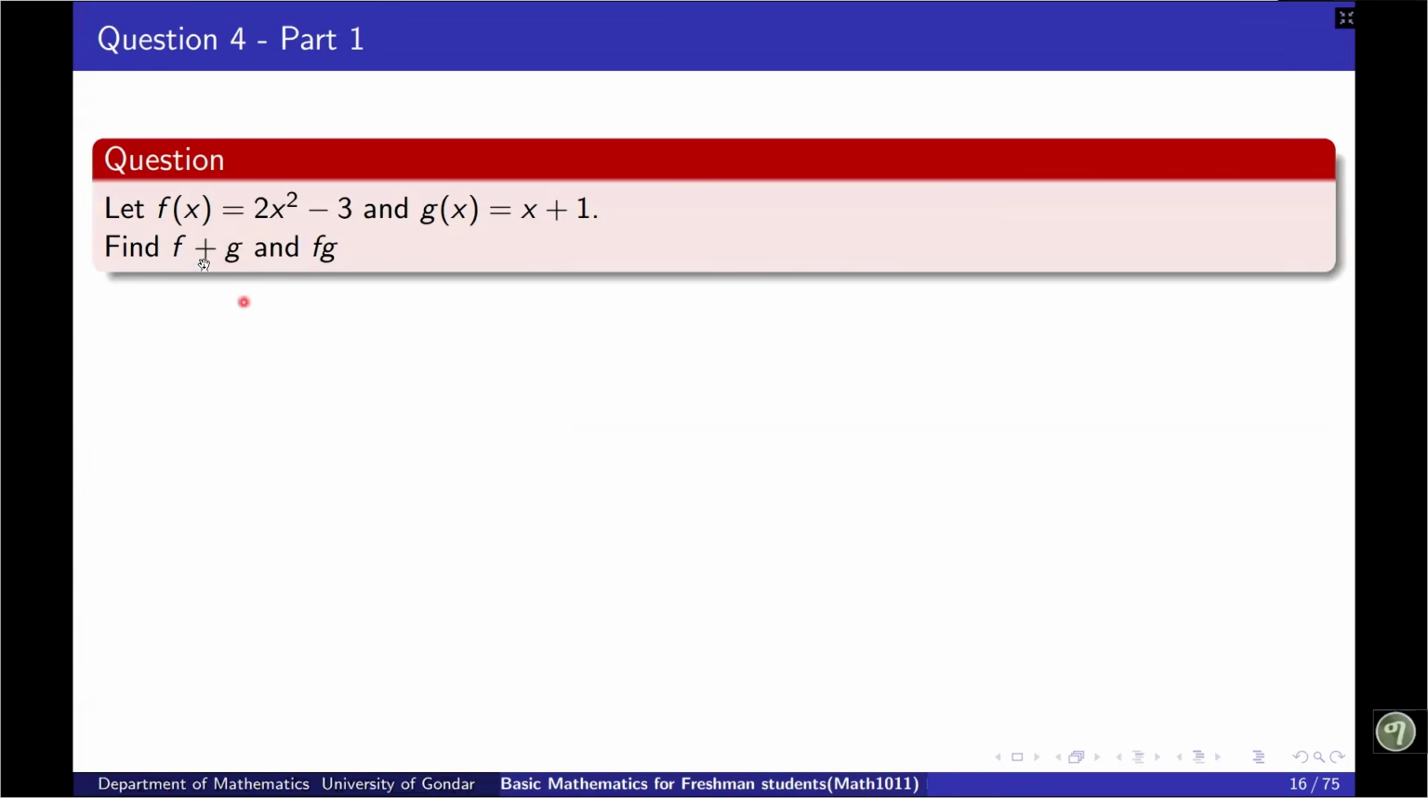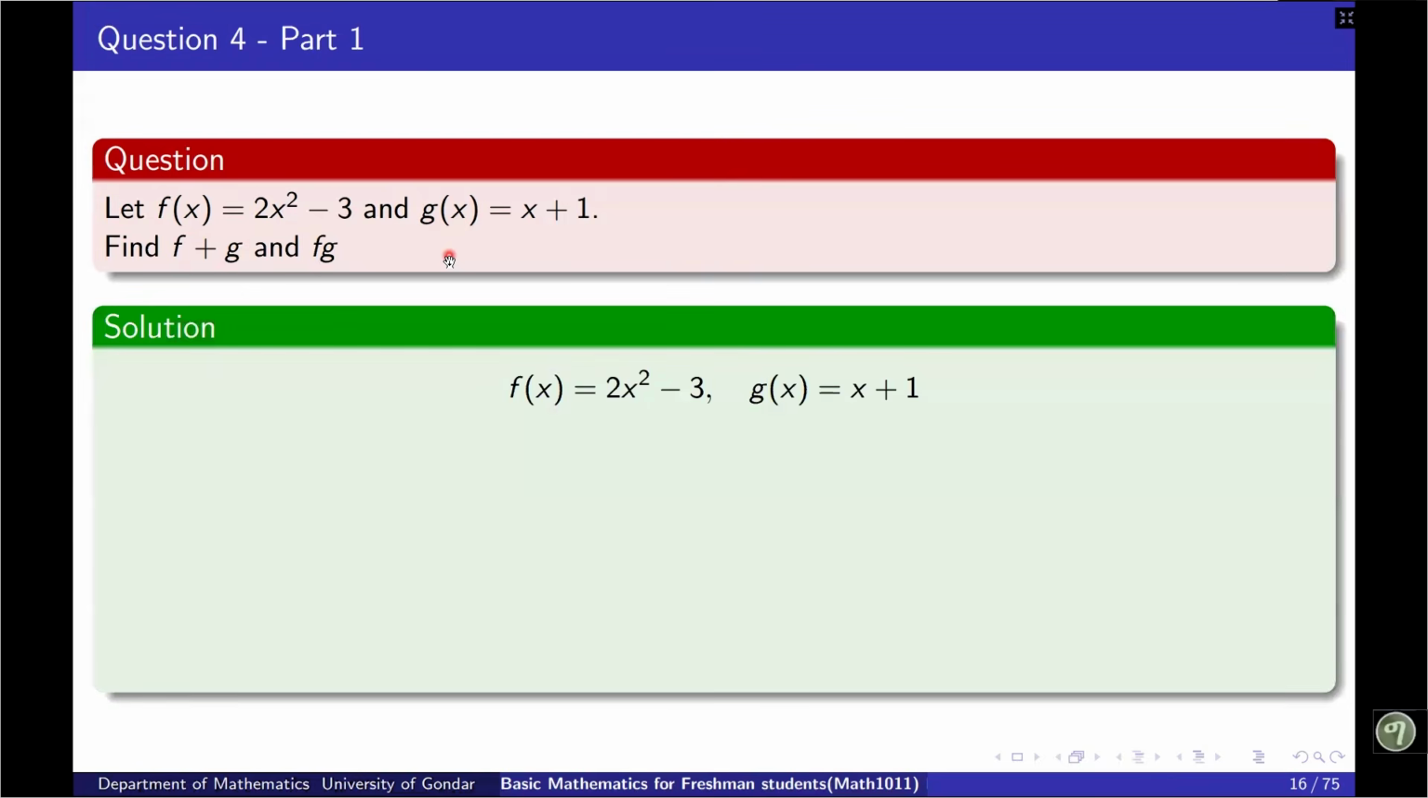The first one, that is the sum and the product of these two, f of x and g of x here. So that's the sum of these two, that is f plus g of x equal to f of x plus g of x. When we substitute the terms of f of x and g of x, we have 2x squared minus 3 for f of x and x plus 1 for g of x. And if we add them together, adding the constant terms, we have 2x squared plus x minus 2, which is the sum of these two functions.